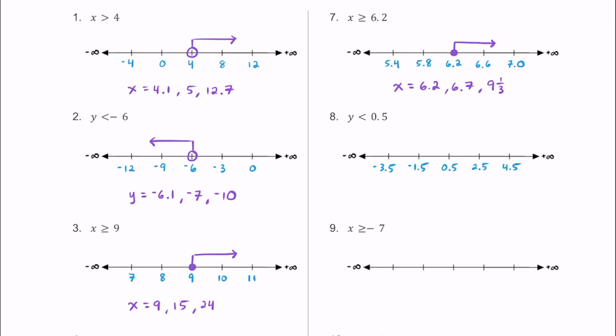Okay, so y is less than 0.5, so it's not allowed to equal 0.5. So put an open circle that doesn't include it. And let's go ahead and put an arrow pointing to the left. So anything less than it would be okay.